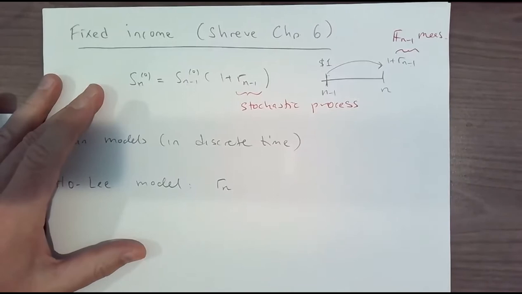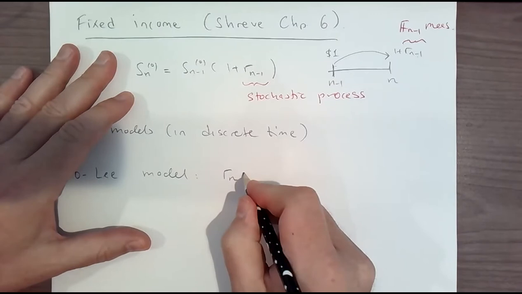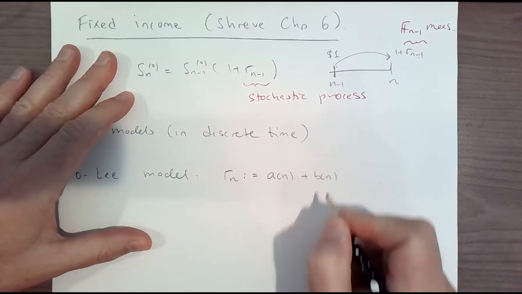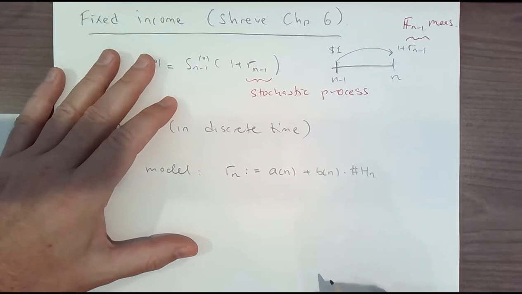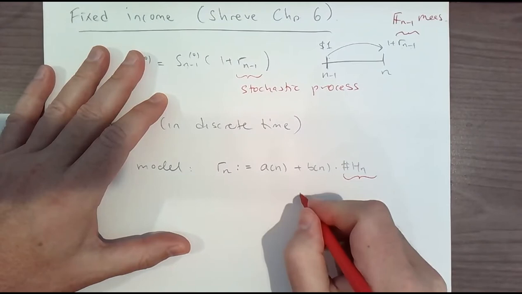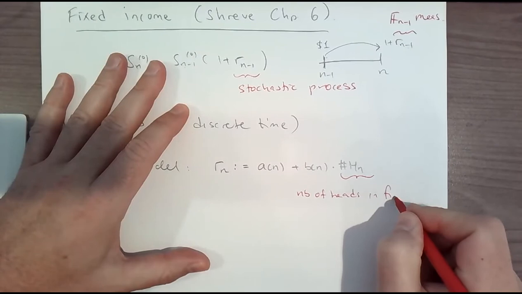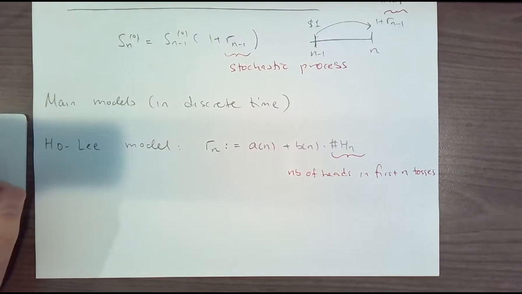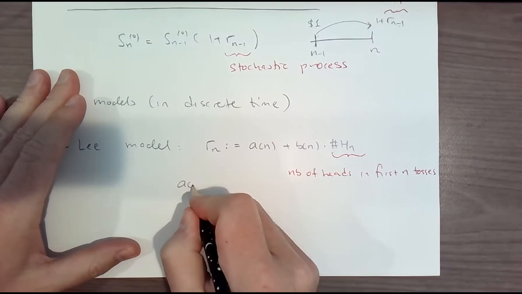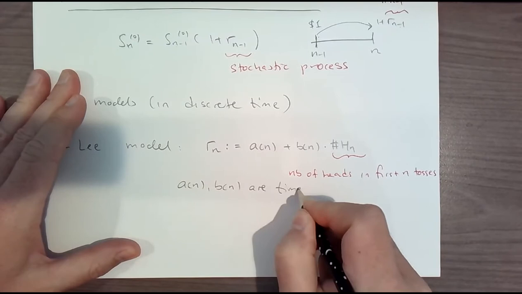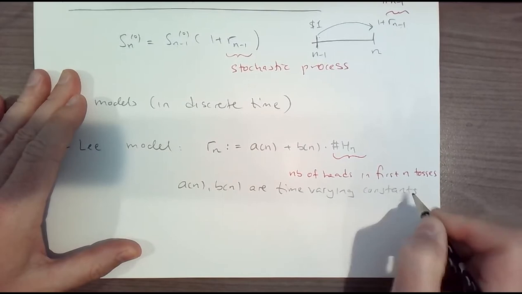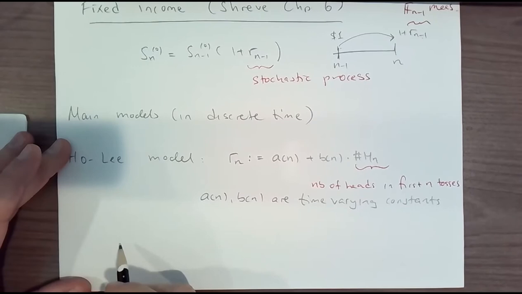In the Ho and Lee model, the interest rate is given as a deterministic function, A_n plus B_n times H_n, where H_n is the number of heads in the first n tosses. A and B are constants, time varying constants. They're not random. This is a model that people care about.